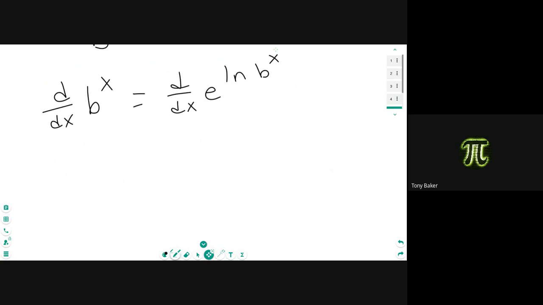What can I do with this x up here, using the ln rules we've just talked about? That would come down in front, correct? Okay. So I would have e to the x ln of b. Yes? No? I'm going to get you guys little buzzers.